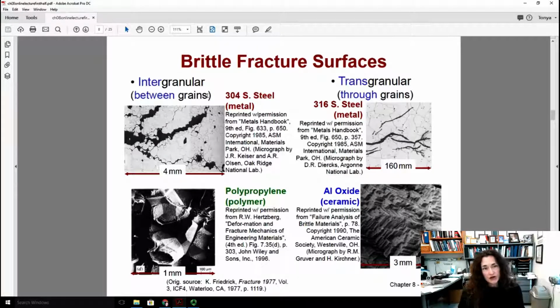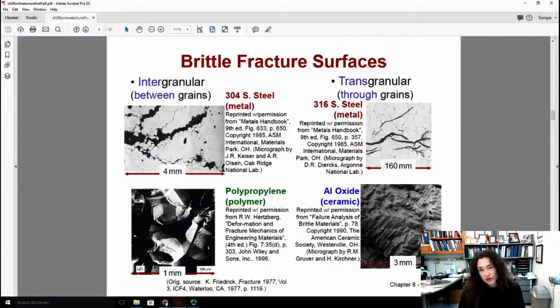Now, intergranular happens when the part's been through some kind of stress that causes the grain boundaries to weaken. Okay, so that could be maybe a thermal loading or something like that. And you can see here that in this steel, it's definitely broken in between the grains of the material. And you can also see that with this zoomed in view of polypropylene.